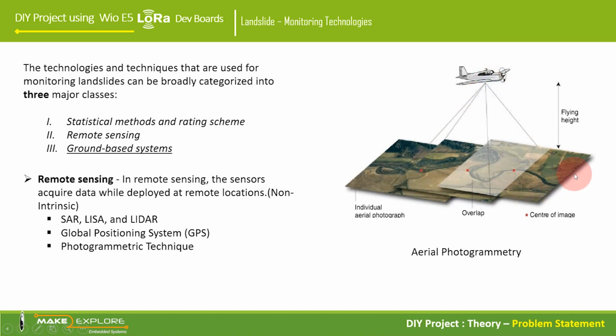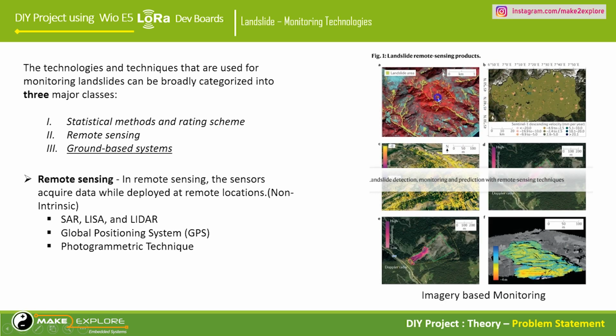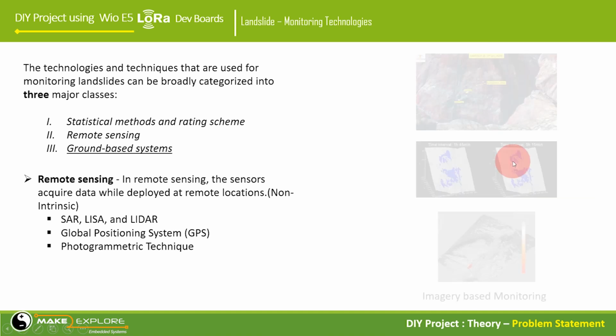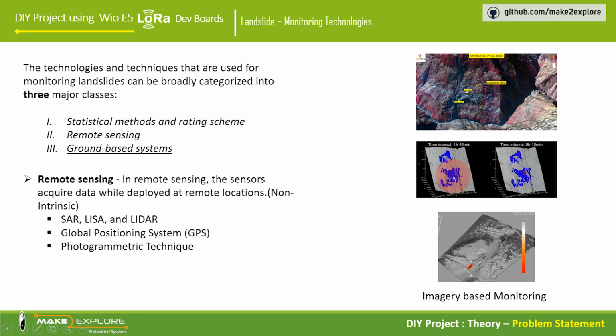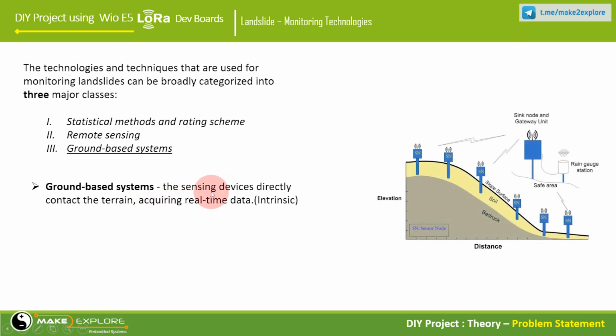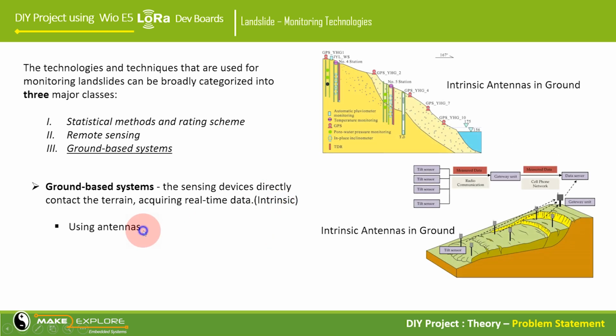In imagery-based monitoring systems, the images obtained may be blurred, affecting the landslide detection process. Deep learning-based algorithms help to improve the quality of the images. The next important category of landslide detection techniques is ground-based systems. In ground-based techniques, the sensing devices directly contact the terrain, acquiring real-time data, meaning they are intrinsic, actually in contact with ground and terrain. Techniques covered in this category include antennas.